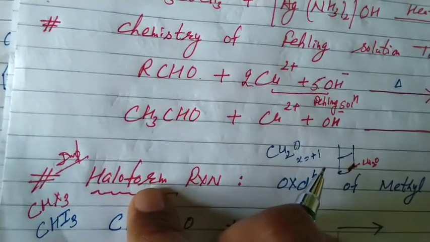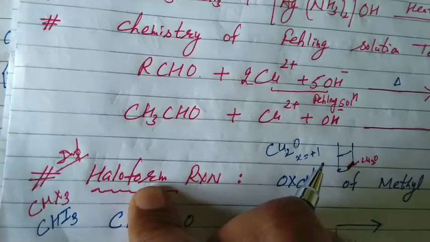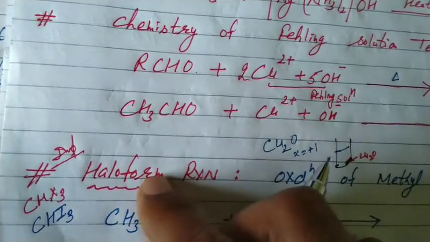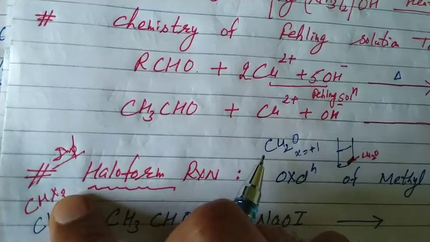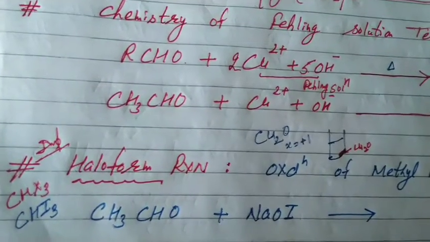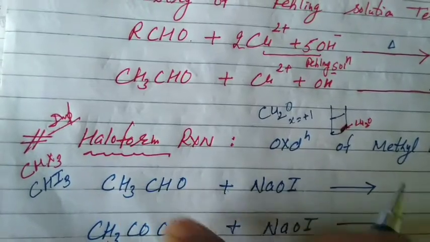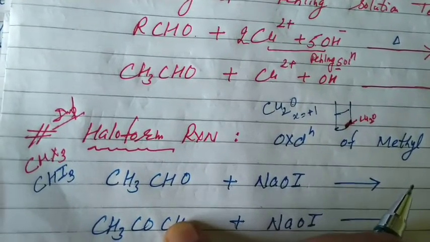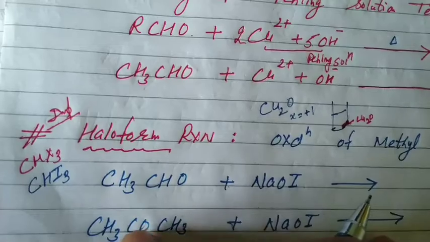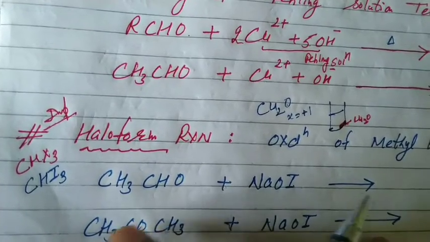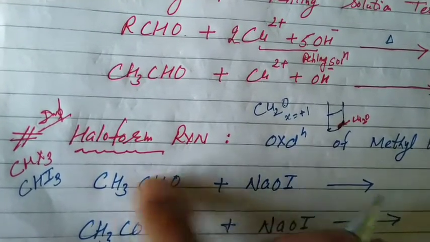Because upon treating a carbonyl compound with a halogen in alkali, we get a haloform, CHX3. But there is an essential condition: it is given only by those carbonyl compounds which contain a methyl group adjacent to the carbonyl group. If there is a methyl group adjacent to the carbonyl carbon atom, the haloform reaction is possible, otherwise it is not possible.